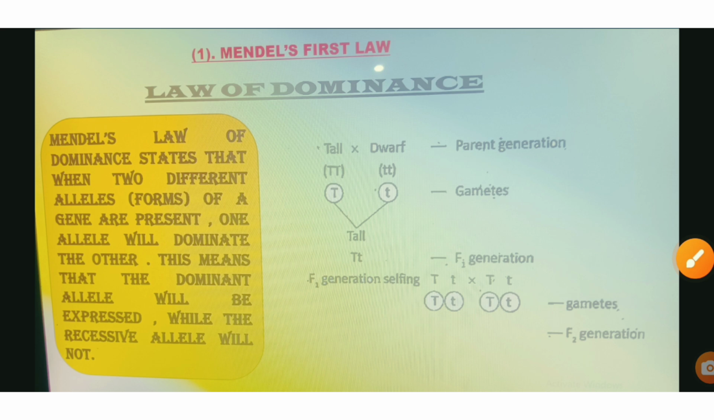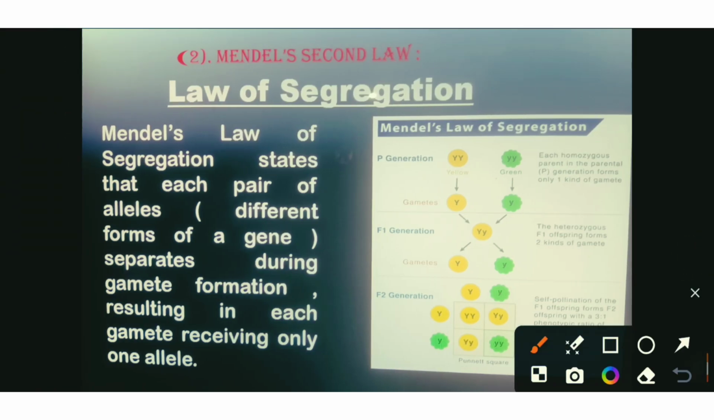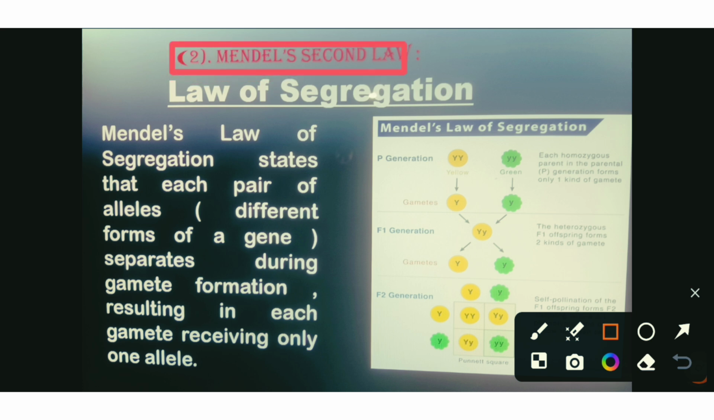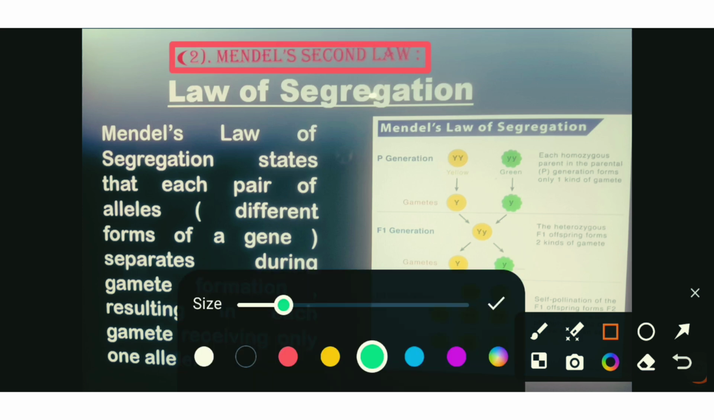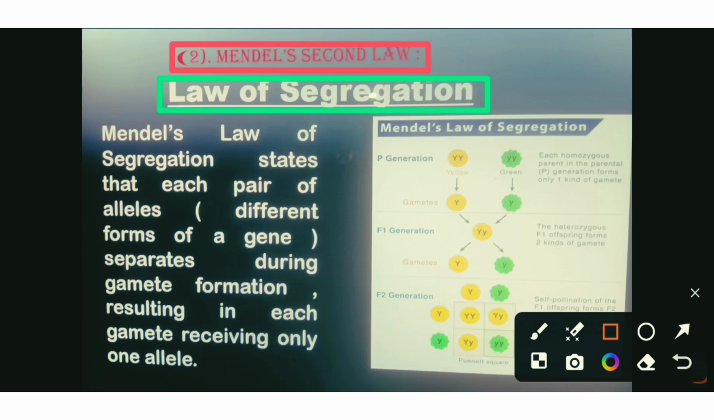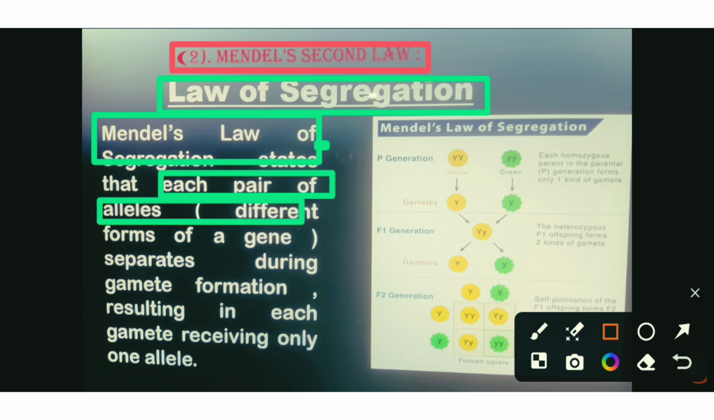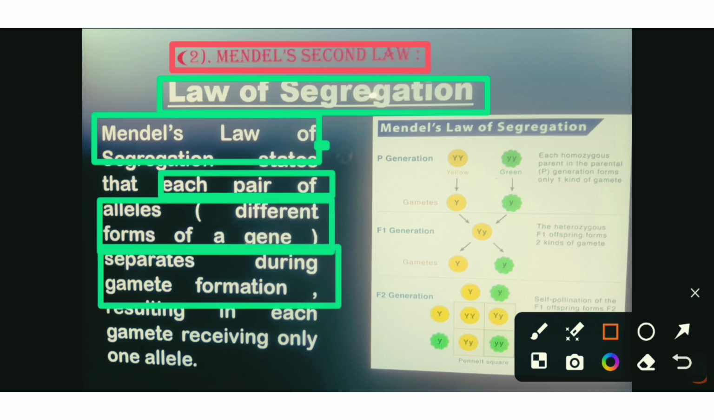Let's go further to the second law. Mendel's second law is the law of segregation. Segregation means separation. Mendel's law of segregation states that each pair of alleles, meaning different forms of a gene, separate during gamete formation, resulting in each gamete receiving only one allele.